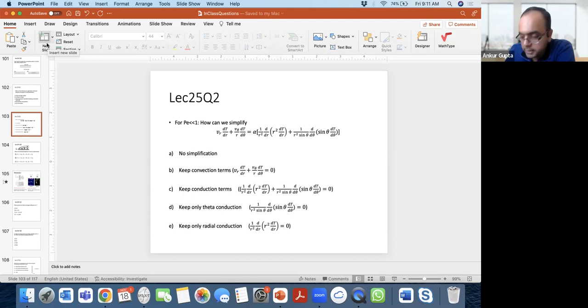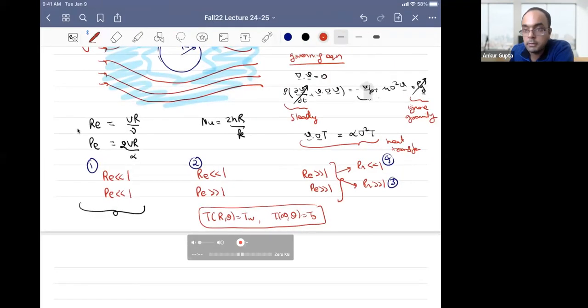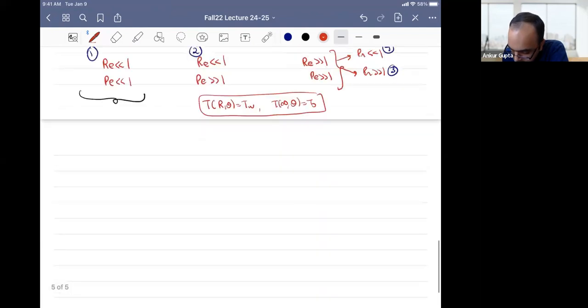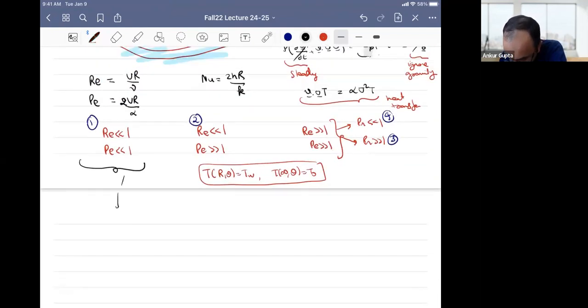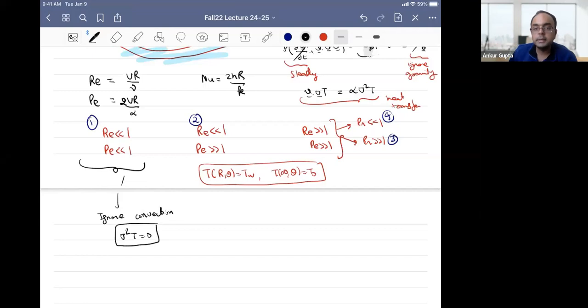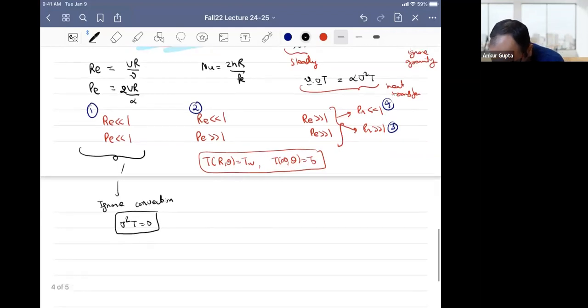So I hope first it's clear that if Peclet number is small, you can ignore convection. So it will become del squared T equal to 0. Now the question really is, why should I remove the theta dependence? So if anybody wants to volunteer why they did not pick theta dependence. Does anybody want to share why they thought there should be no theta dependence?